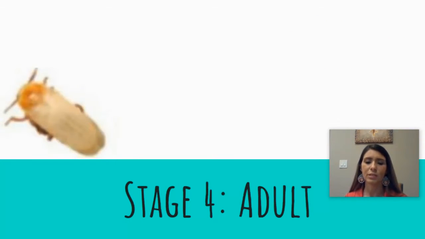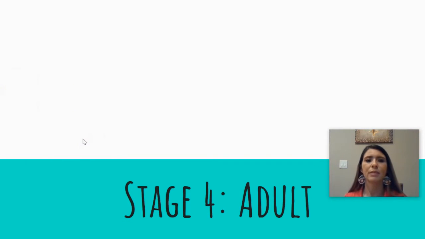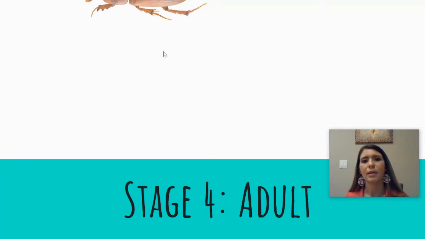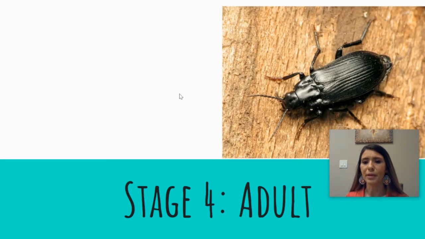Stage 4, which is the final stage, is the adult. When it emerges from the pupa, it comes out looking very light. Then as it grows older, it turns into a much darker color. And then at the end of its life cycle, it's almost black.